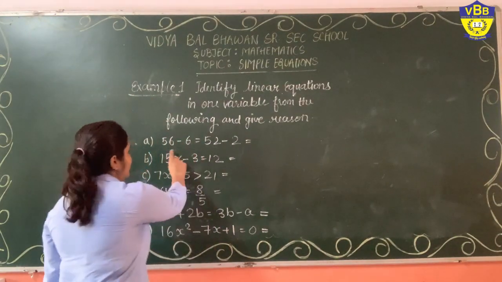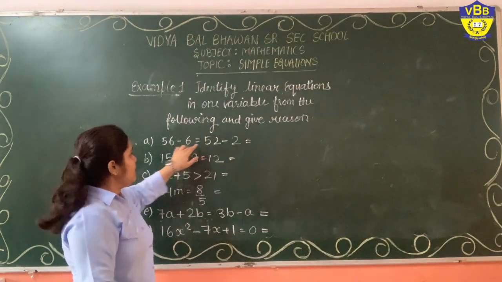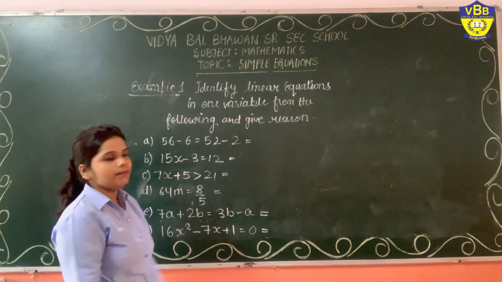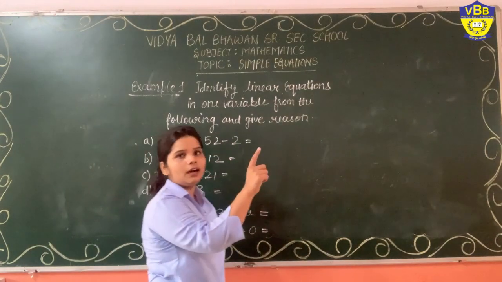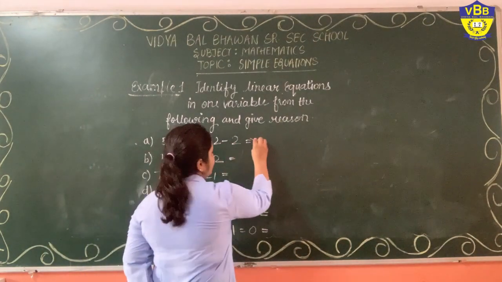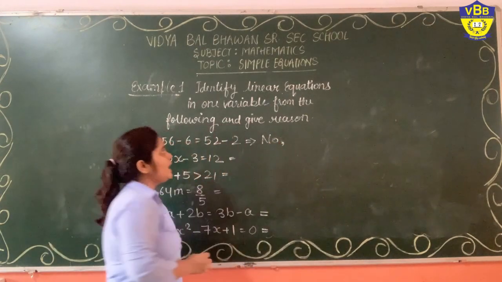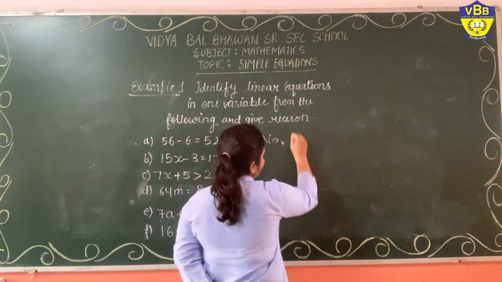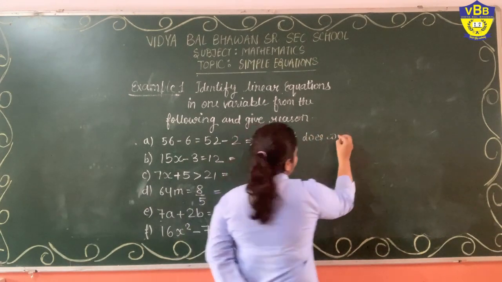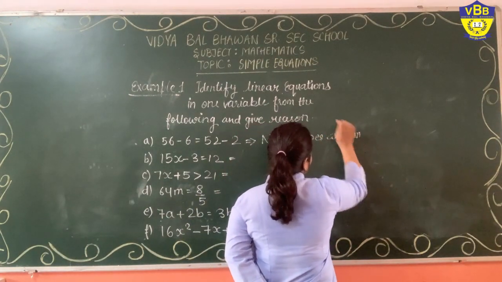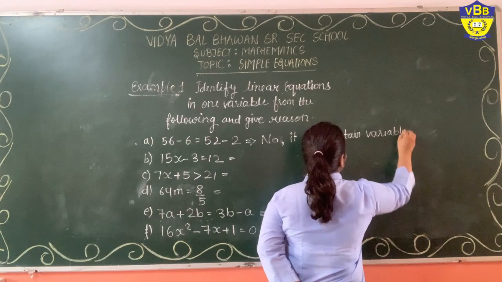So let's check. The first one, is it an equation? Yes, it is an equation because of this equal sign. Is it a linear equation with one variable? You can see there is no variable here. 56, 6, 52, 2, all the numbers are constants. So it is not a linear equation with one variable. Why? If you have to give the reason, because it does not contain any variables.